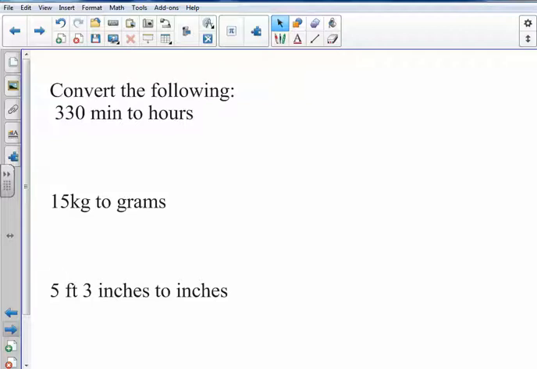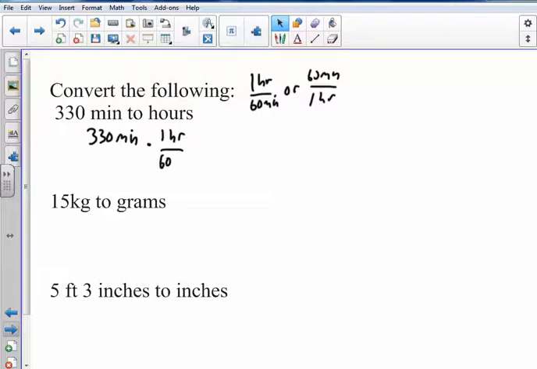So when you have 330 minutes to hours, what you got to think about is how are hours and minutes related. So we have 330 minutes. I know that there are 60 minutes in 1 hour, or 1 hour per 60 minutes. So do we write this as 1 hour per 60 minutes, or is it 60 minutes per 1 hour? And ideally you want mumbo jumbo. Right now you have 330 minutes, so we're going to go with 1 hour per 60 minutes.